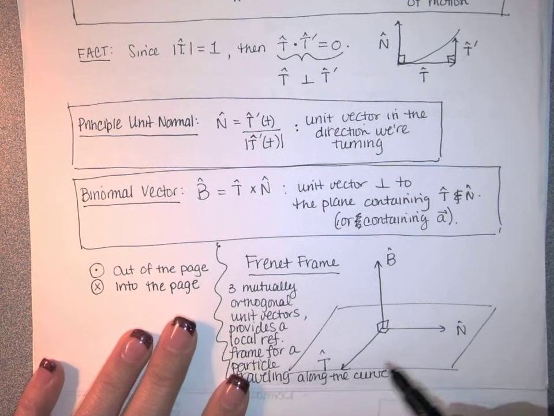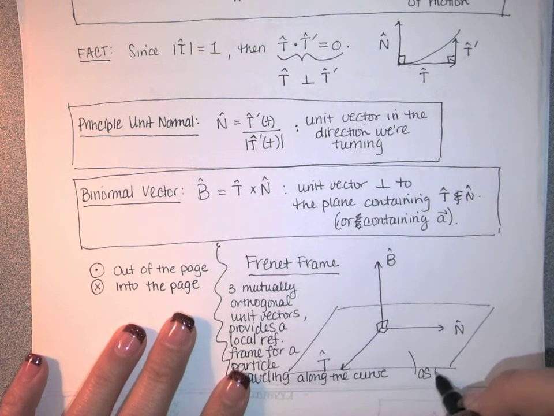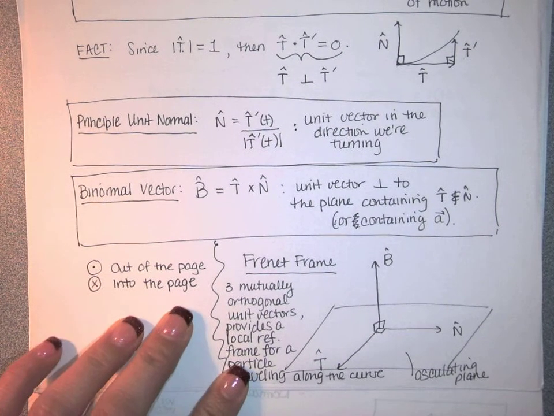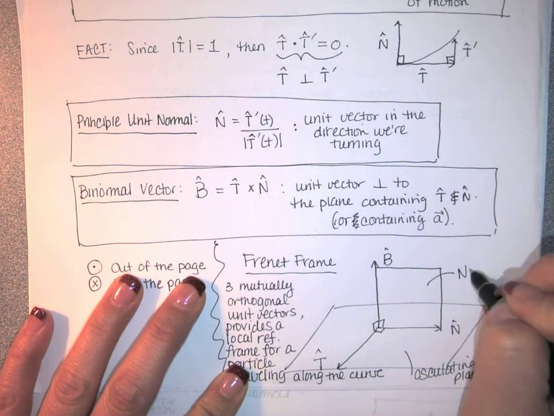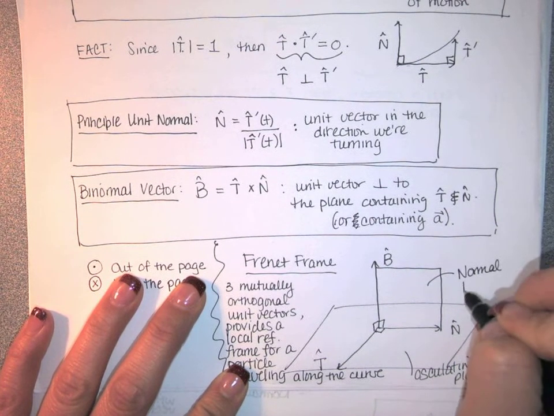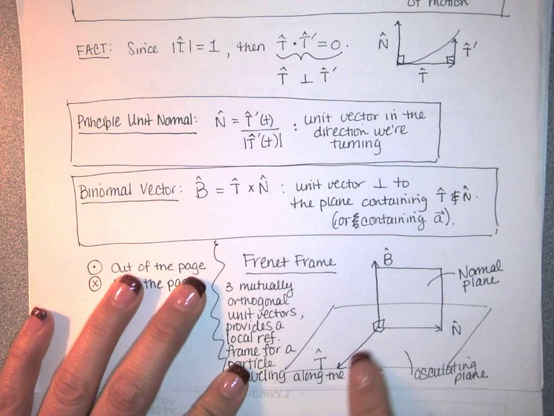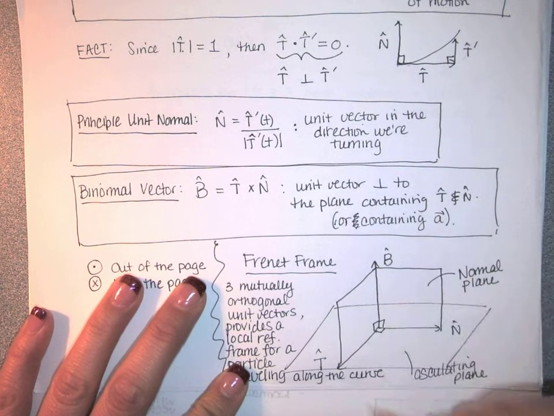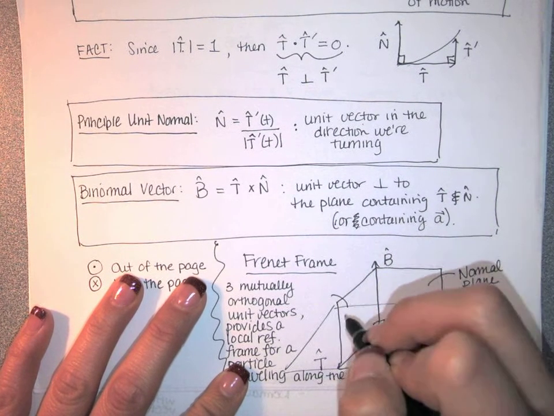Now this plane that contains t hat and n hat is often called the osculating plane. The plane containing b hat and n hat is called the normal plane. The vector orthogonal to the normal plane is t hat, and the rectifying plane is this other plane. It's the plane containing b hat and t hat and perpendicular to n.